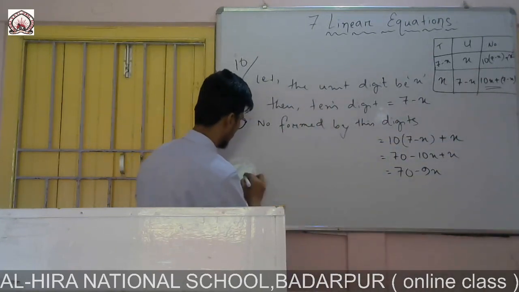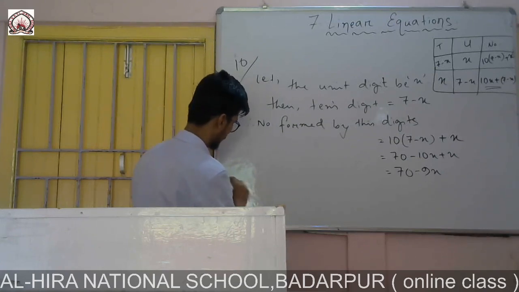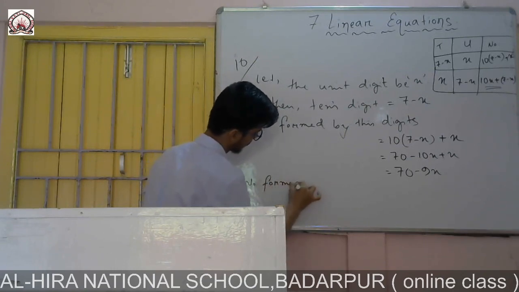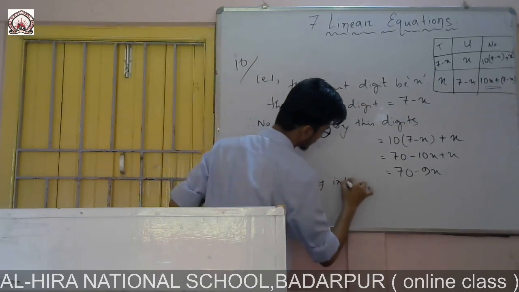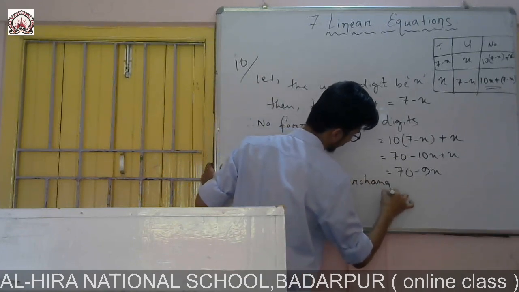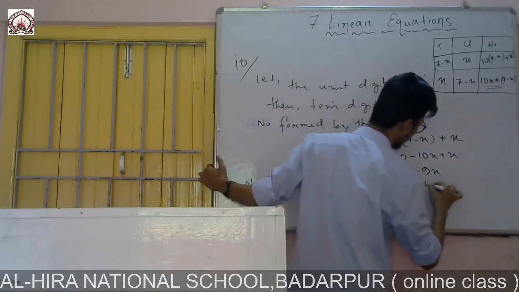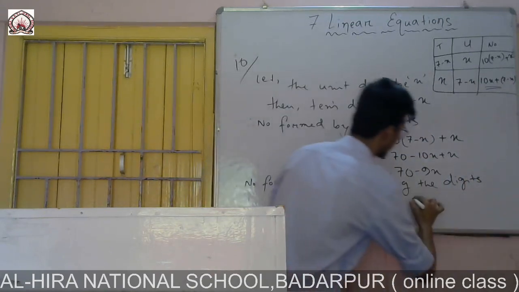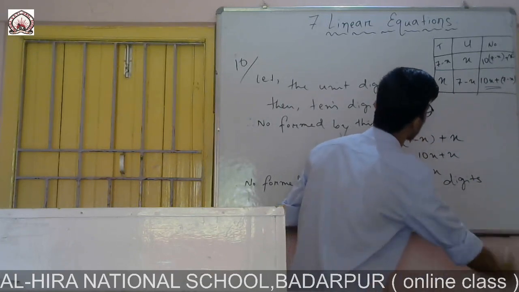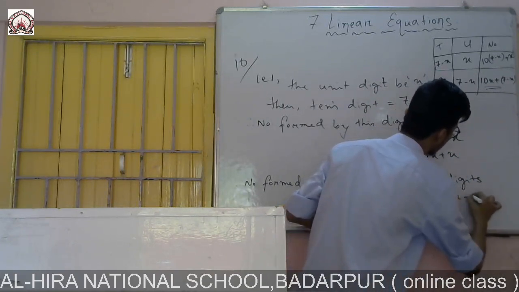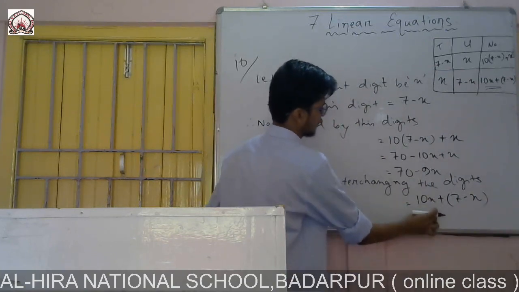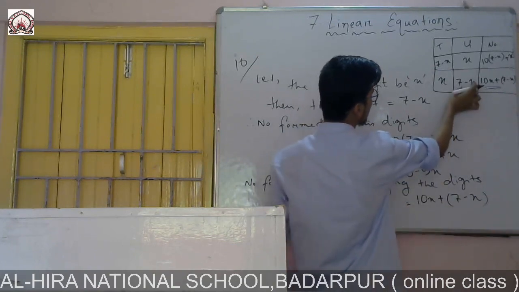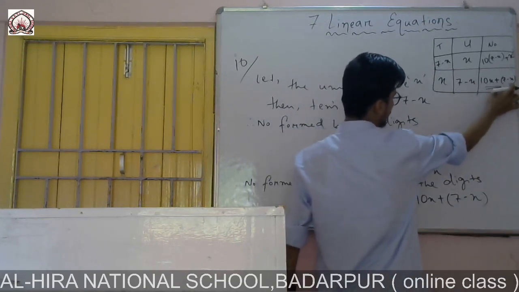So we will write: therefore the number formed by interchanging the digits will be equal to 10 into x plus 7 minus x. 10 into x. So here after interchanging, this digit comes first. So 10 into x, and this is the unit digit. So I will add this one. I wrote it here also.